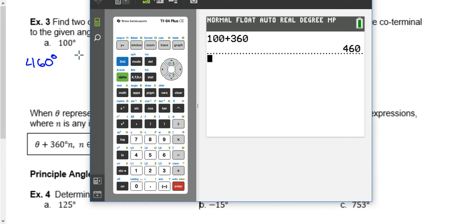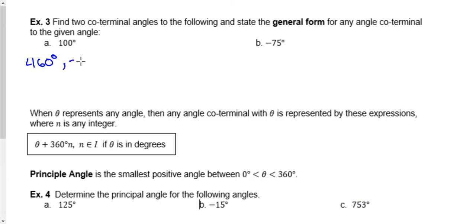Another one, because it asked us for 2, another way to do this is if I went 100 and this time I went minus 360. So I'd get negative 260. So negative 260 degrees. Again, these two are going to be coterminal to 100. So 100 is where your initial and terminal arm is. These two are going to be coterminal to this original 100.